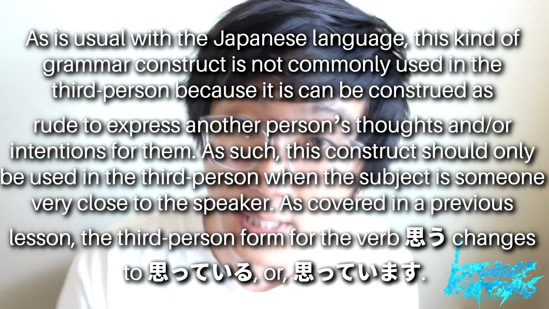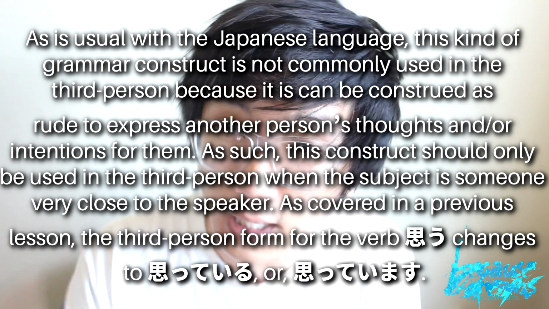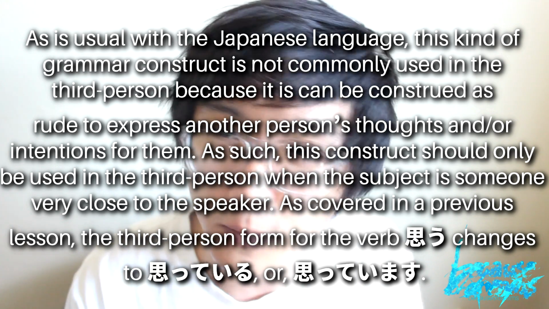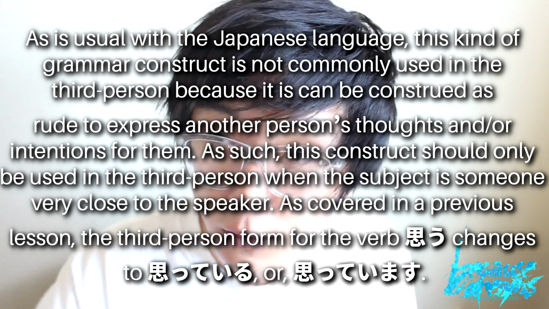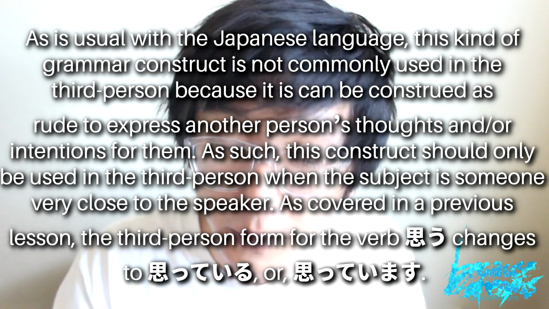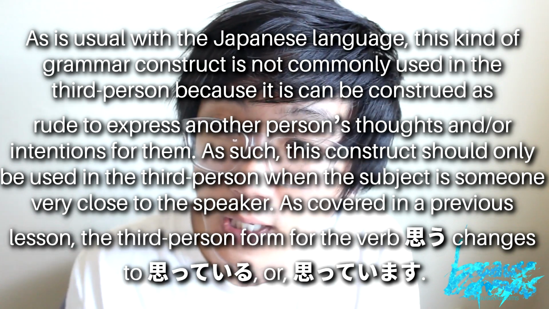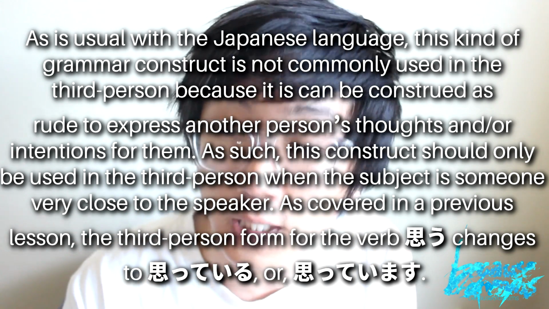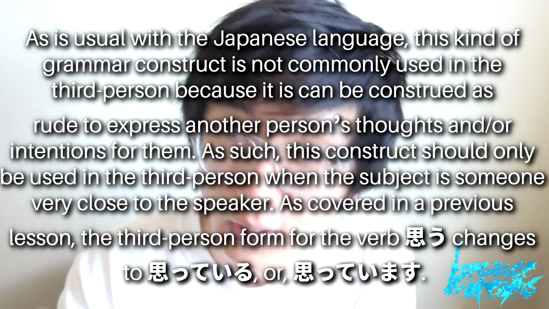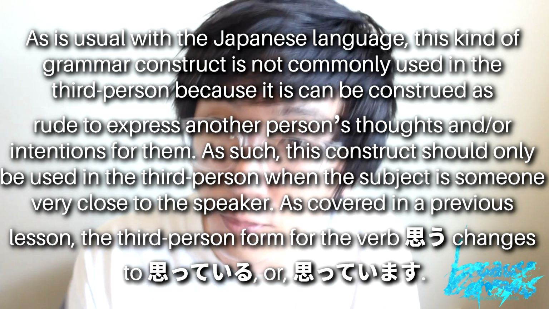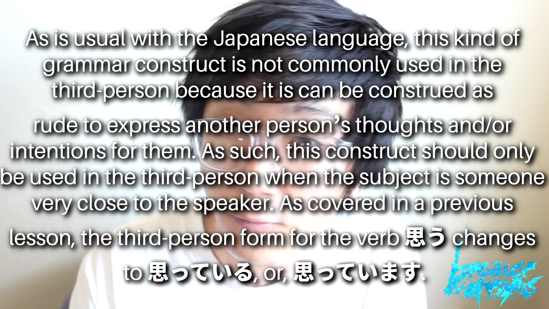But of course, there are always exceptions, and the one case in which you should be able to use this grammar construct in the third person without being judged too much is if you use it for people you are particularly familiar or close with. And in a previous video, we should know that when we're using the verb omo in the third person, it changes from omo to omotte iru or omotte imasu, and that is the te form of omo plus the verb iru in its plain form or polite form imasu. So with the exposition for this grammar construct covered, let's go through some quick examples now.